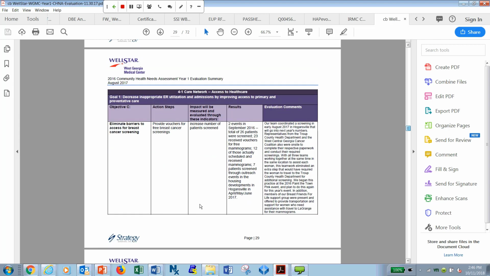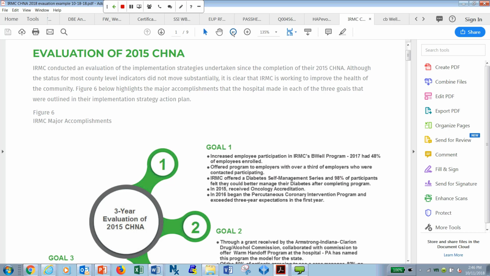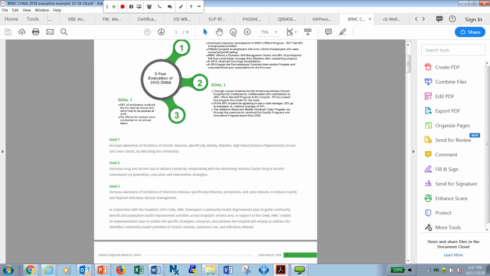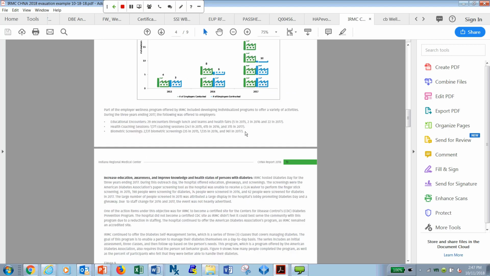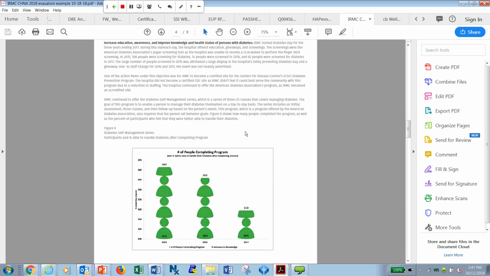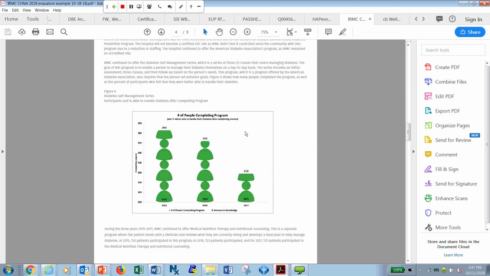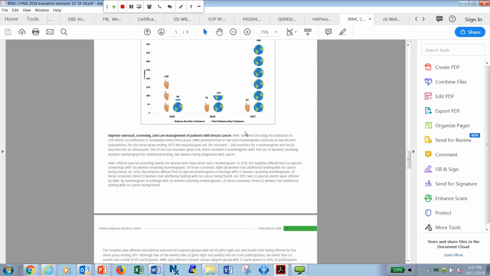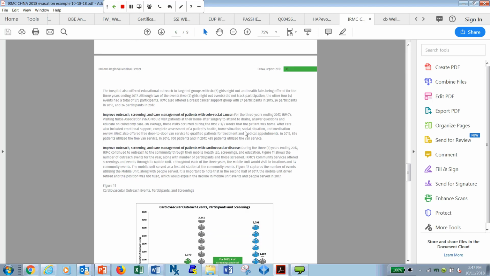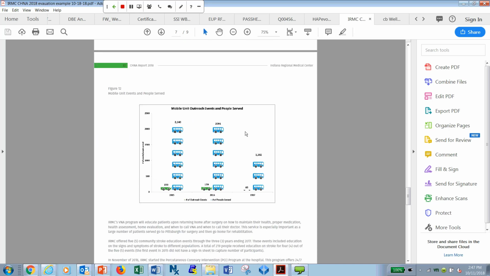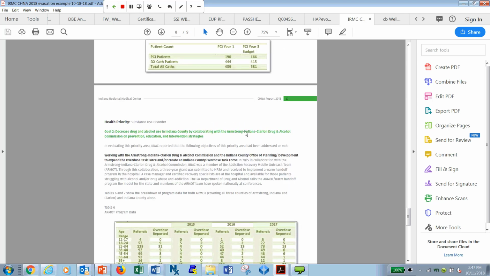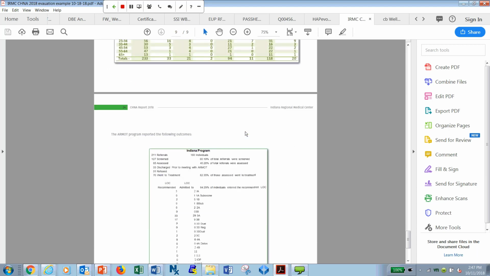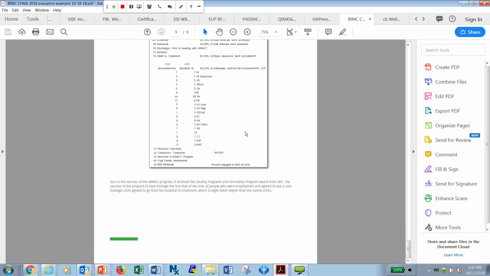And this example shows this was a 3-year evaluation of the Indiana Regional Medical Center's implementation strategy that talks about the various programs that they did, the different measures that they had, what the outcomes and impacts were of the various things that they did over the 3-year period. And this was put as a chapter in their implementation report. So we'll also share that with you as an example.